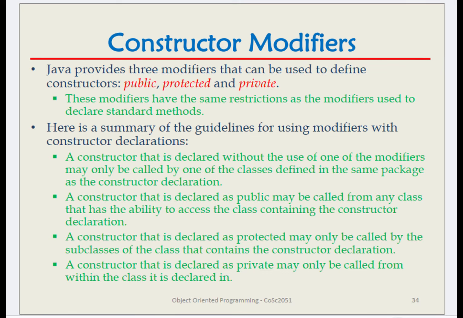A constructor that is declared without the use of one of the modifiers may only be called by one of the classes defined in the same package as the constructor declaration. A constructor that is declared as public may be called from any class that has the ability to access the class containing the constructor declaration. A constructor that is declared as protected may only be called by the subclasses of the class that contains the constructor declaration. A constructor that is declared as private may only be called from within the class it is declared in. Object-Oriented Programming Co. SC 2050-134.